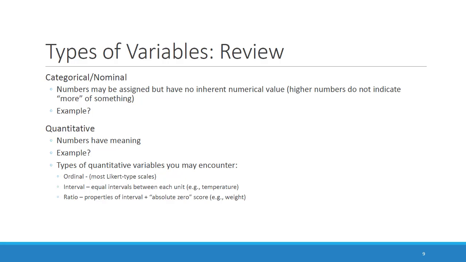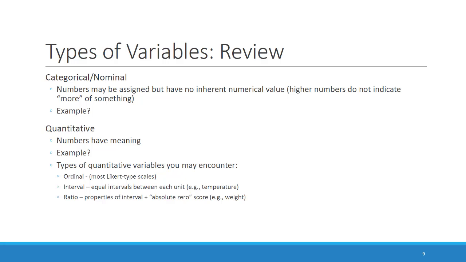Let's review types of variables. We went over this in your measurement slides, so if you haven't watched the measurement lecture yet, please pause or stop this video and go ahead and review that. Remember from that lecture that we have two main types of variables. The first is categorical or nominal, and in this type of variable, numbers may be assigned to them, so we might assign our categories to be a 1 or a 2 or a 3, for instance. But those numbers have no inherent numerical value. In other words, higher numbers do not indicate more of something.